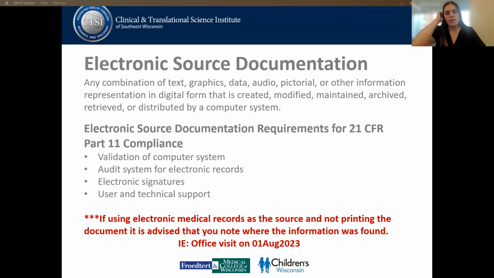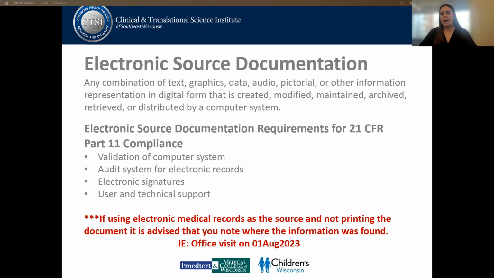Electronic source documentation is going to be any combination of text, graphics, data, etc. that we're using within a computer system. So all electronic source documentation has to be 21 CFR Part 11 compliant in order to be used legally for research. So these are those guidelines that are set forth in order to ensure that that data collection can be trusted as much as paper records and ink signatures. And so in order to do that, the computer systems we're using have to be validated. There has to be an audit system for any electronic signatures that are captured. And then there has to be user and technical support.